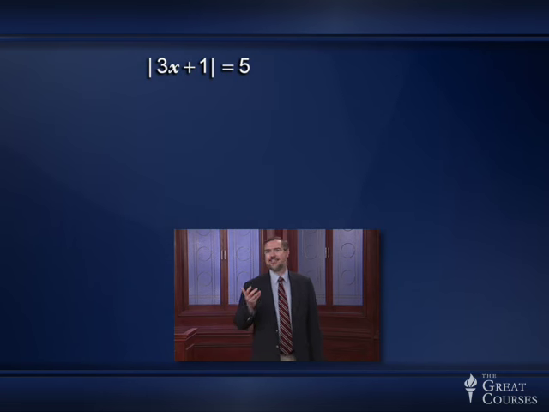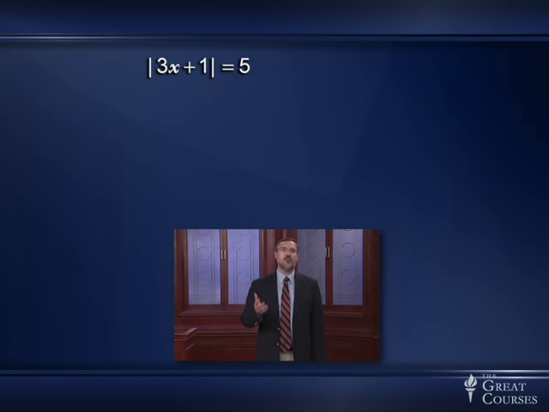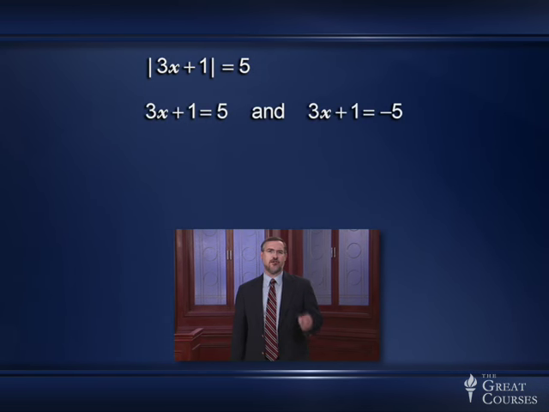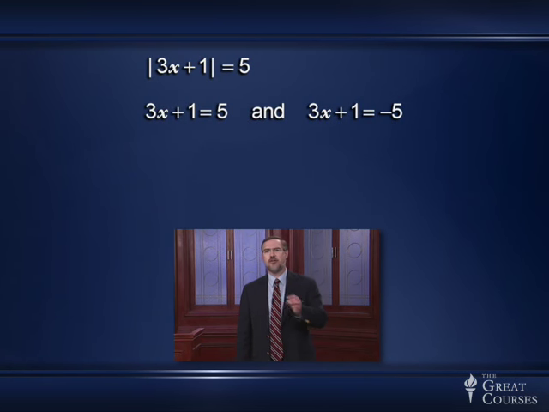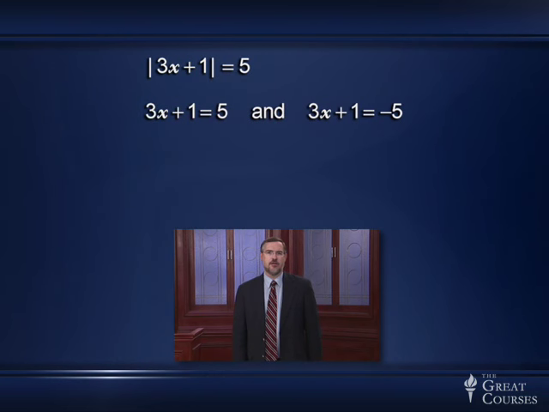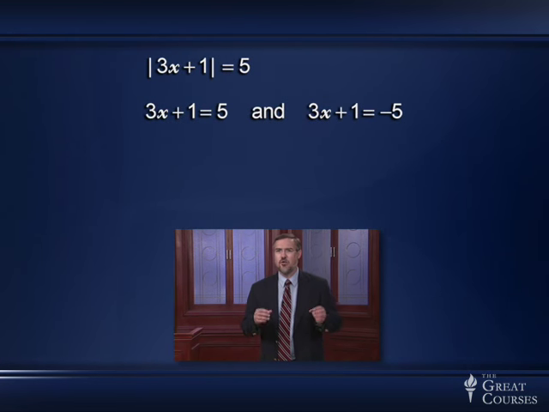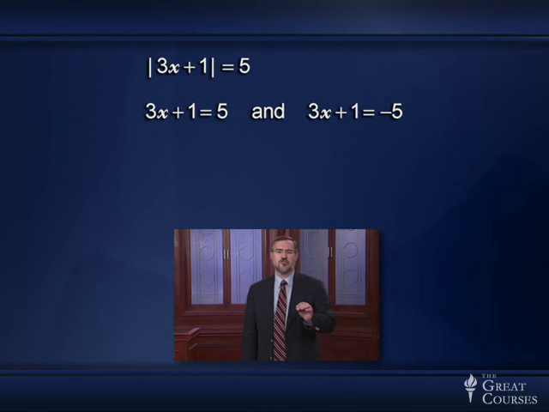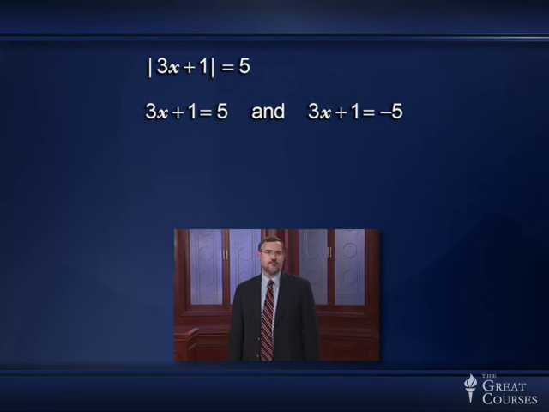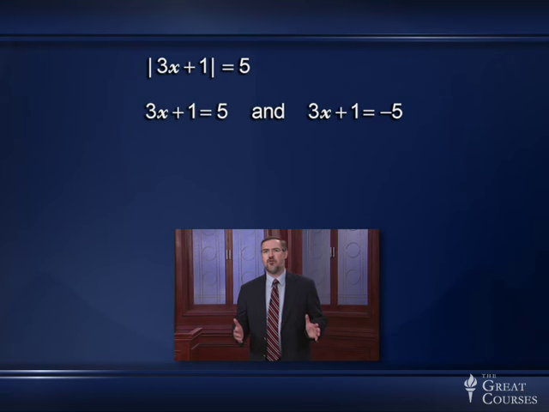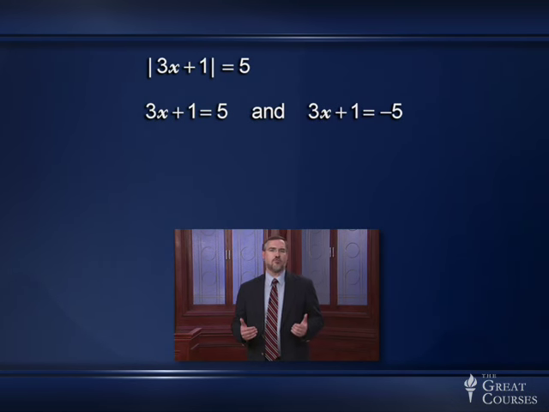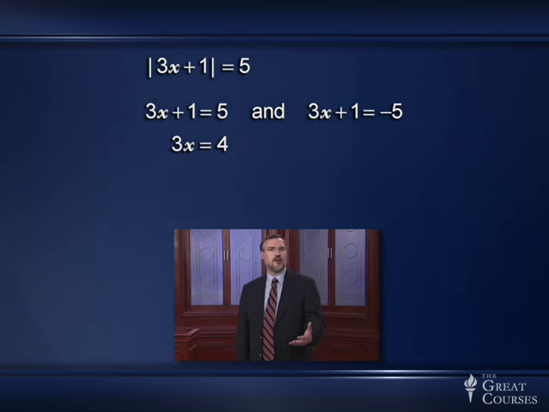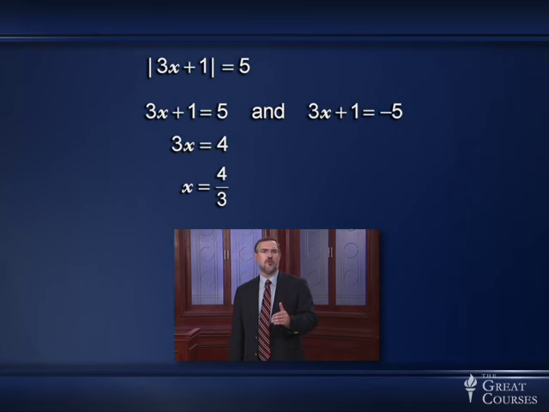Now, from the example that I just did a few moments ago, we know that this is really two different linear equations. Either 3x plus 1 equals 5 or 3x plus 1 equals negative 5. So now I need to solve each of these one at a time and check the answers to make sure that they really are solutions of the original equation. So the first equation was 3x plus 1 equals 5. If I subtract 1 from both sides, I'll have 3x equals 4. And dividing both sides by 3, I have x equals 4/3.